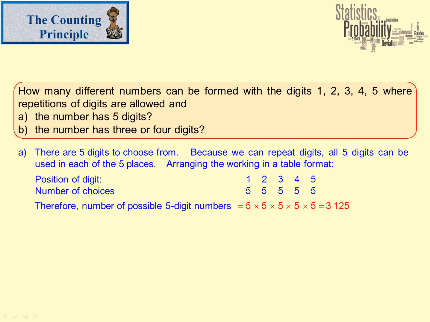We get 3, 1, 2, 5. In B, 3 or 4 digits. Now, there's a problem with that. A 3-digit number can't be a 4-digit number, and a 4-digit number can't be a 3-digit number. So these are mutually exclusive. You have the one or the other. So we need to calculate their numbers separately.